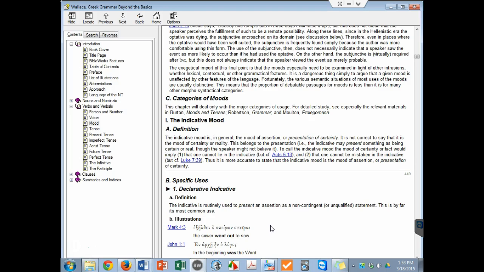Is there not a section in the handbook on because? I'd have to look at the table of contents. I would expect that there is one. Maybe there's not. Looks like there isn't. Okay, that's all I have to say about the indicative.